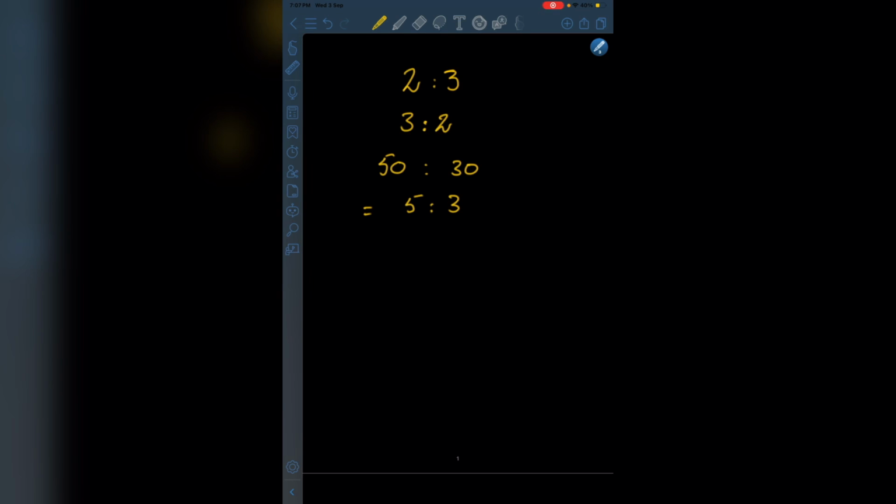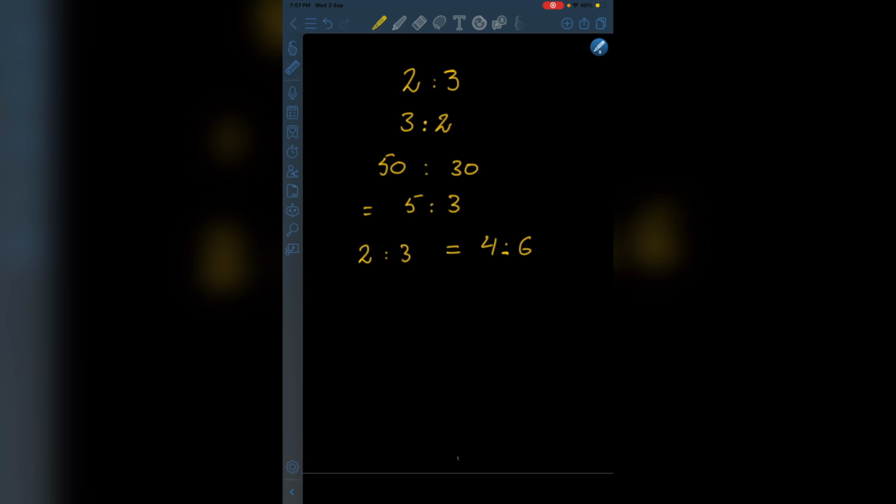Right? Number 3 point you need to remember is that equivalent ratios can be scaled up or down. For example, 2:3 is equal to 4:6, which is equal to 10:15, right?